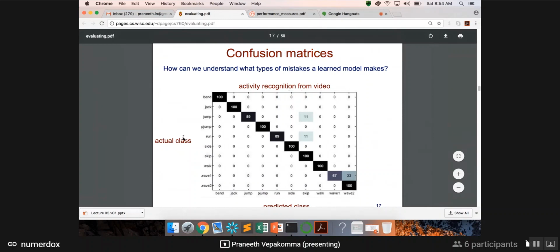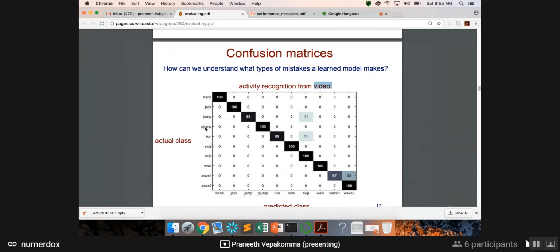So say you had a problem with 10 classes. This is an activity recognition problem, for example. Say you're building a model that looks at video of people and needs to say what activity the person is doing. Is he bending? Is he jumping? Is he skipping? Is he walking? Is he waving in one way? Is he waving in another way? So you're trying to do some computer vision, right? You run an SVM or a neural network or a CNN on your video data, and it will automatically try to classify what human activity the person is doing.